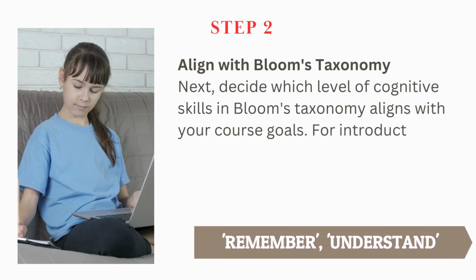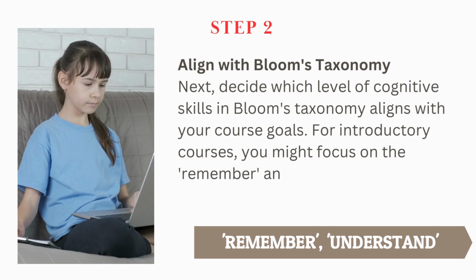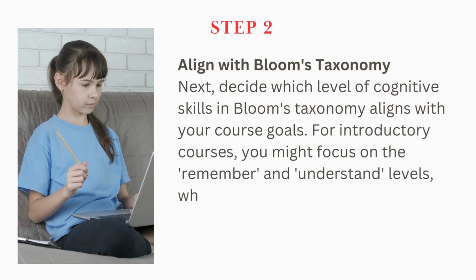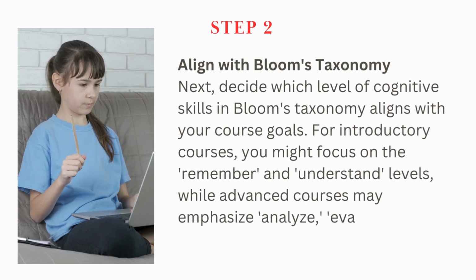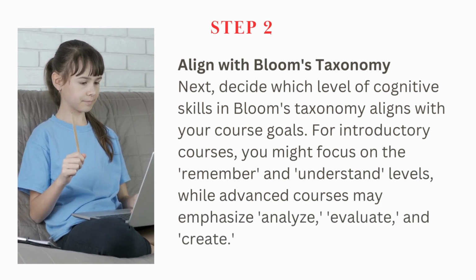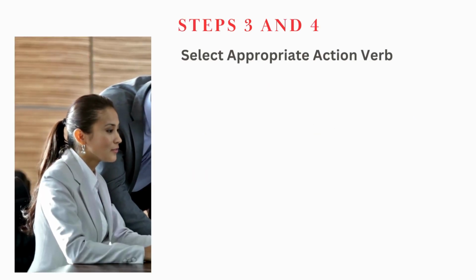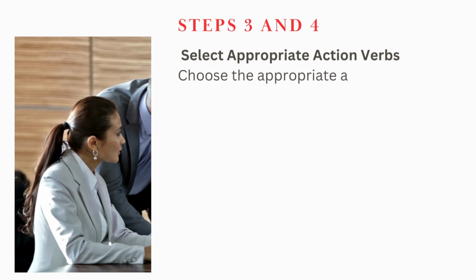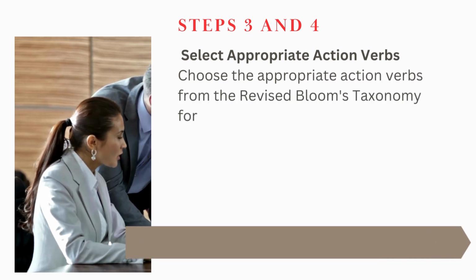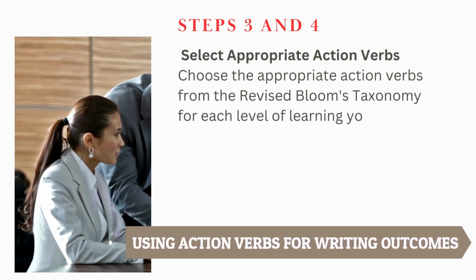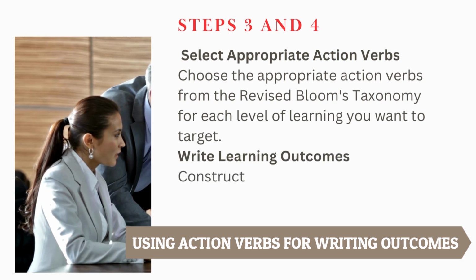For introductory courses, you might focus on the remember and understand levels, while advanced courses may emphasize analyze, evaluate, and create. In steps 3 and 4, we first select the appropriate action verbs. Choose the appropriate action verbs from the list discussed earlier for each level of learning you want to target. And then you start writing learning outcomes.